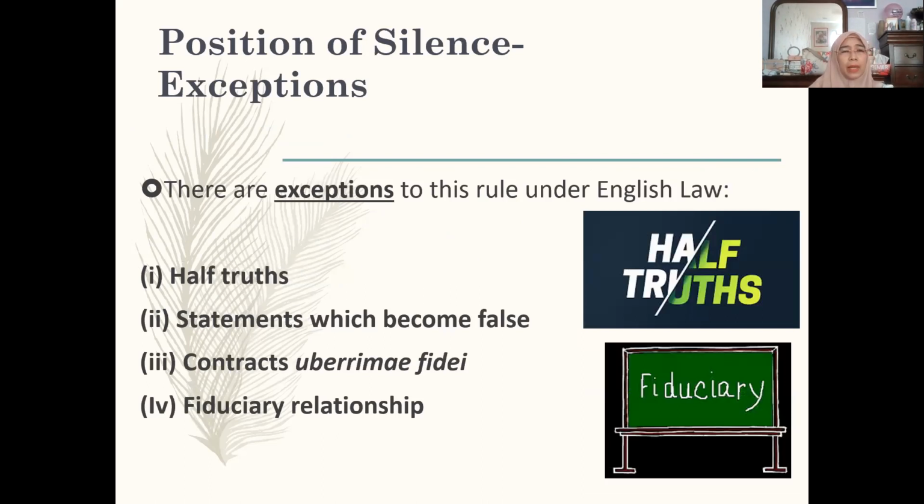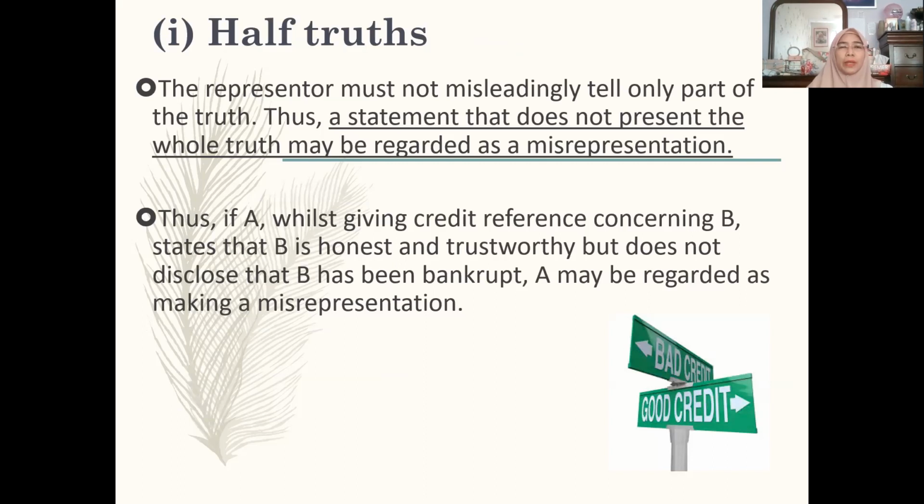But then the rule is very balanced, because we have exceptions as well. The rule seems unfair in some situations. That's why we have exceptions which are applicable to some situations here. So there are at least 4 exceptions. This is all under common law, English law. The first one, half truth. Second one, statement which becomes false. Then the third one, contracts of uberrimae fidei, and the fourth one, fiduciary relationship. What if half truth here? Remember we're discussing exceptions to the position of silence, so exceptions to the rule of silence here.